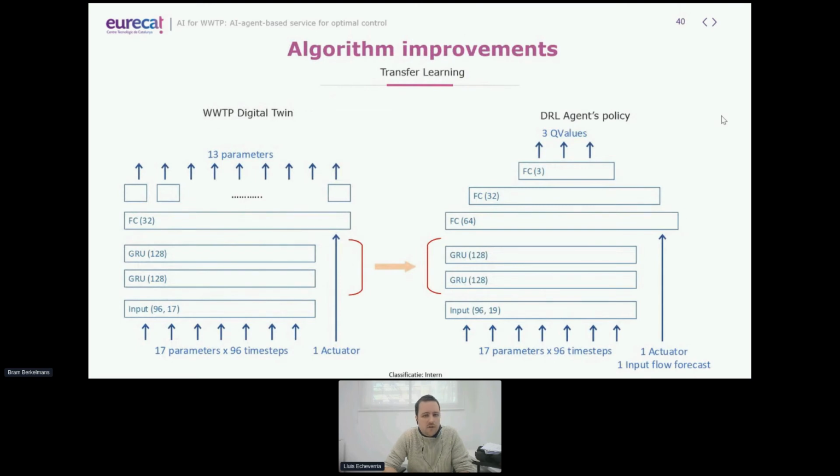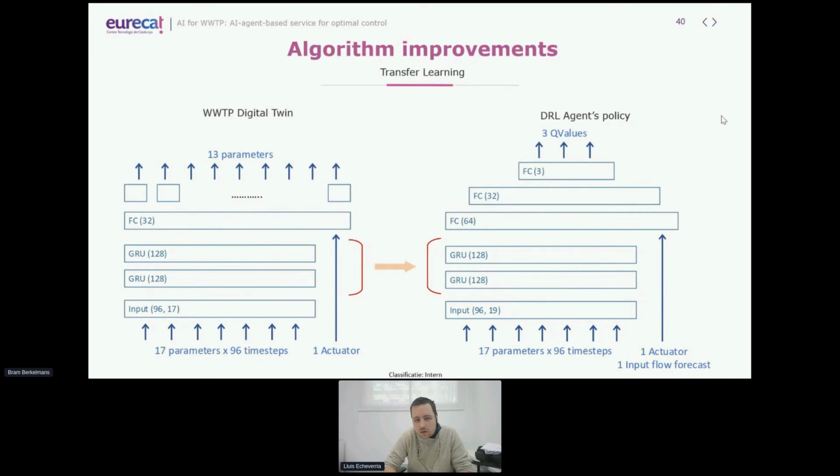Also, in addition to this experiment design, we also want to take advantage of what we have done until now to try to speed up and simplify the agent training phase. To do so, we propose the use of two mechanisms from the machine learning domain. The first one is known as transfer learning. The idea behind it is to use the wastewater treatment plant digital twin, the predictive model, to provide a kind of baseline knowledge to the agents.